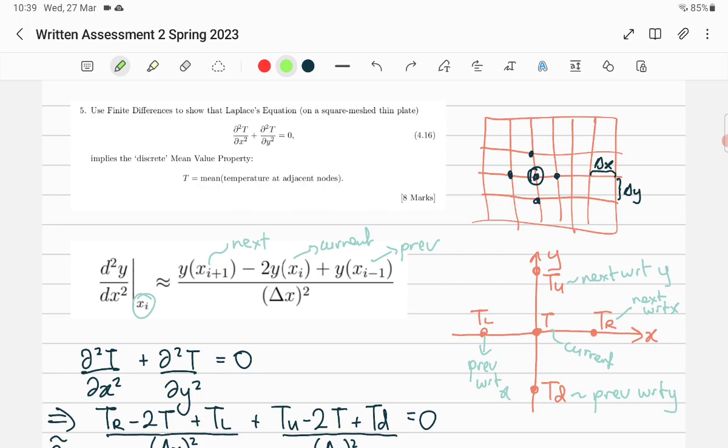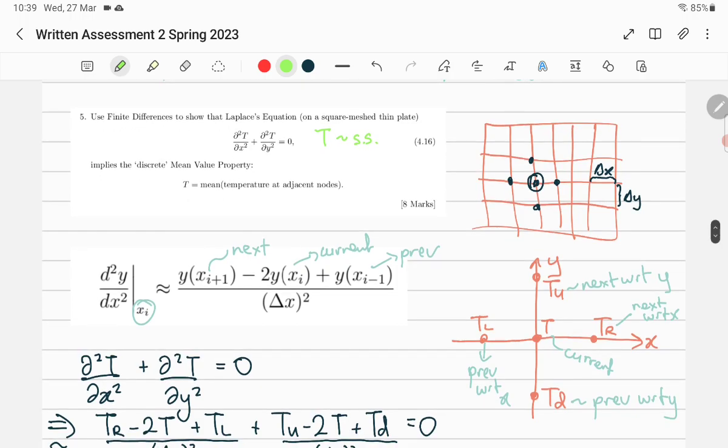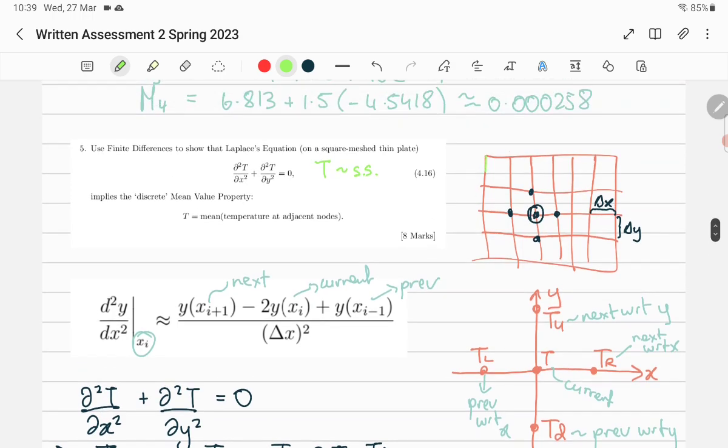Okay, so this question, use finite differences to show that Laplace's equation. Now we might just write down here, what does this is, t is steady state, where you have some kind of boundary conditions. So the boundary conditions will be some function of x and y. So it might look like, how do we write down? So basically you know what's going on the boundaries.